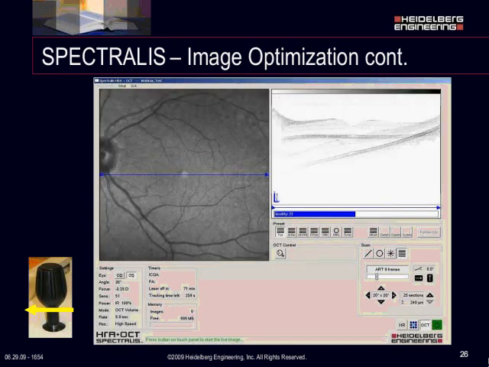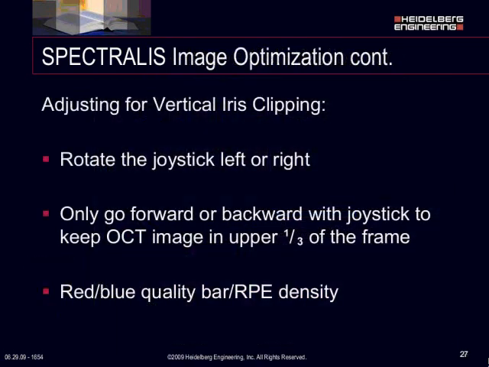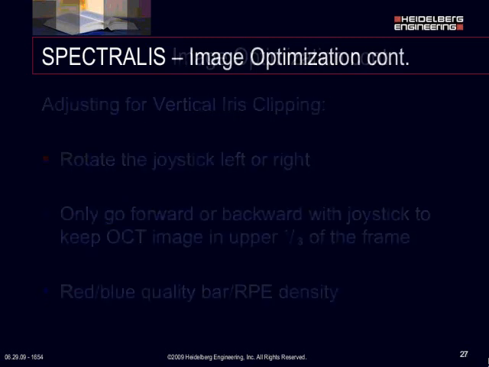You'll notice here that we have a pretty evenly dense image, and our fundus image is nice and evenly illuminated, and we've got a really nice quality OCT. So that's just a left-right movement with the joystick. If you're doing a vertical image, just twist the joystick, rotate it left or right, very similar to what we just did here.